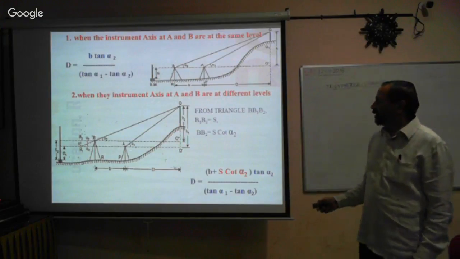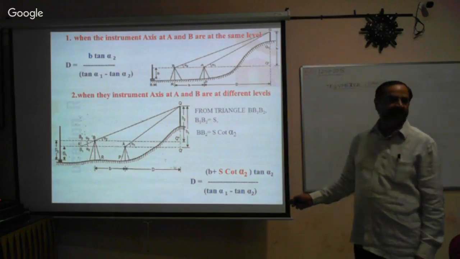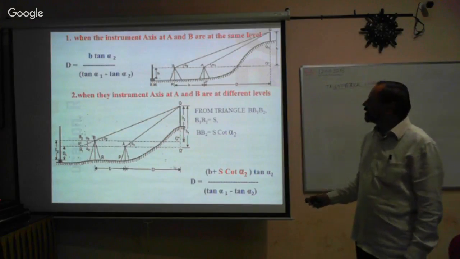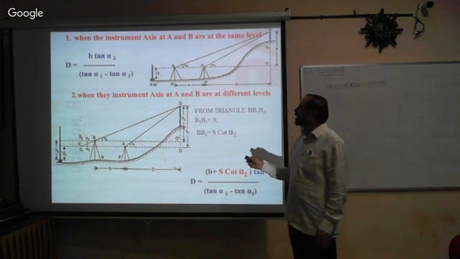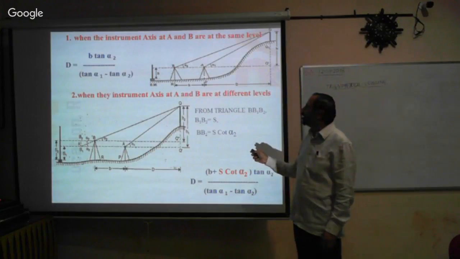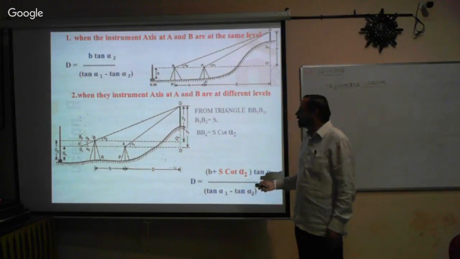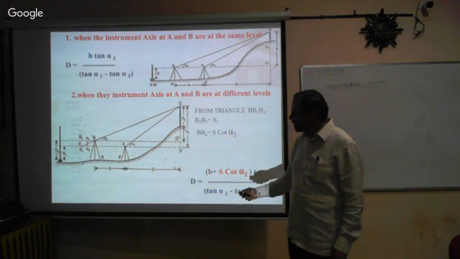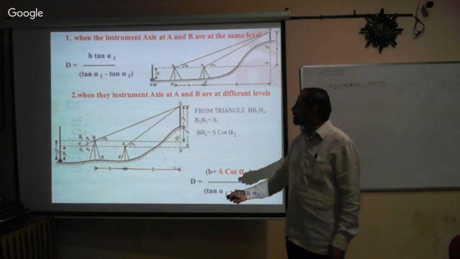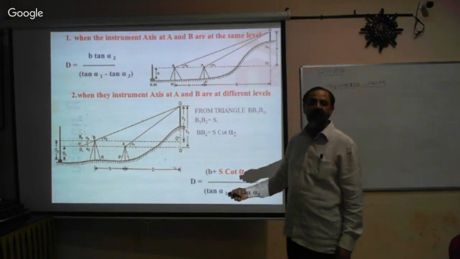Now this is when the instrument axes at A and B are at different levels. That is, at one instrument station the instrument axis is lower, and at B the instrument axis is higher. Now repeat the entire process. The only difference between the first case and the second case is that in the first case the instrument axis in both the instrument stations is the same, whereas in the second case the instrument axes are at different levels. When the instrument is set up at A, the instrument axis is at a lower level, and at B the instrument axis is at a higher level.